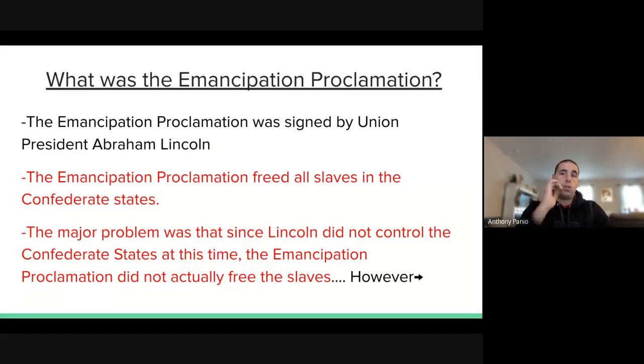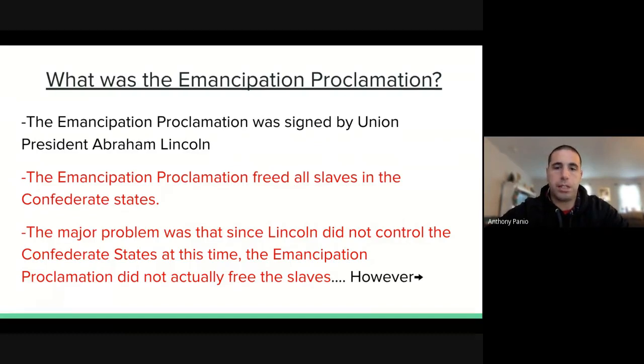Okay, so let's go through the basics of the Emancipation Proclamation. The Emancipation Proclamation was signed by Union President Abraham Lincoln. He's going to sign it in the middle of the war. This is why this is something we didn't talk about earlier on. We're talking about it now because this happens more towards the middle of the war. And very basically, the Emancipation Proclamation freed all slaves in the Confederate States.